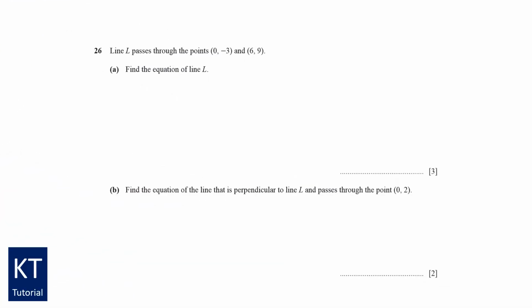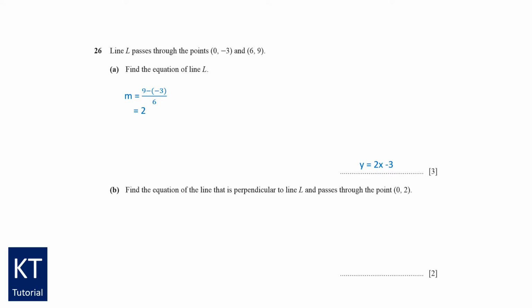Question 26. Line L passes through the points (0, -3) and (6, 9). Find the equation of line L. We start by identifying the gradient element from the two given coordinates. Next, c is really minus 3 from the coordinates (0, -3). Therefore, y equals mx plus c is equivalent to y equals 2x minus 3.